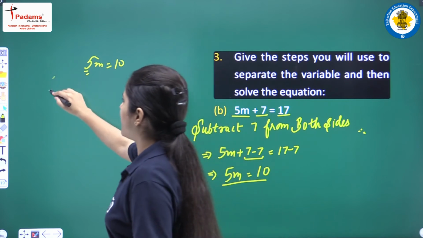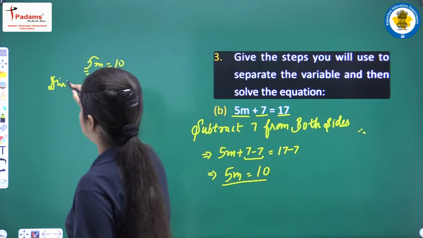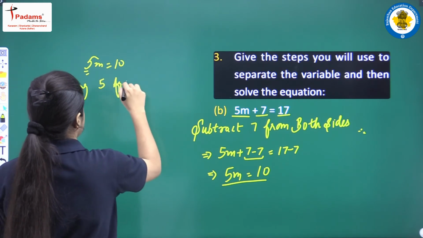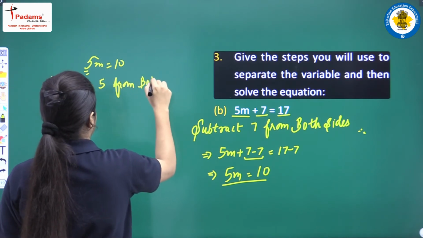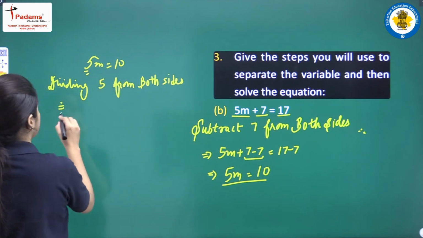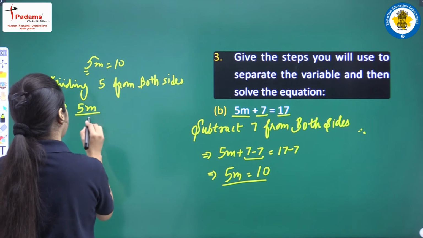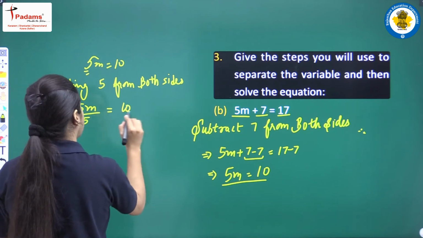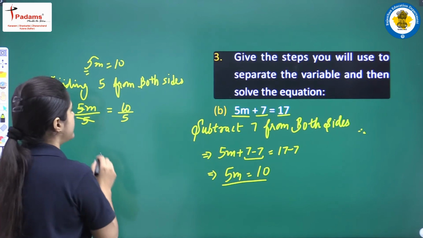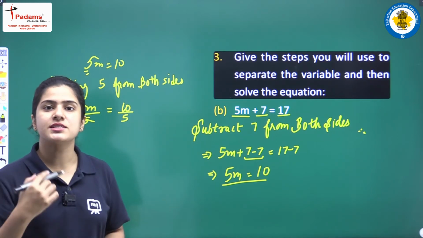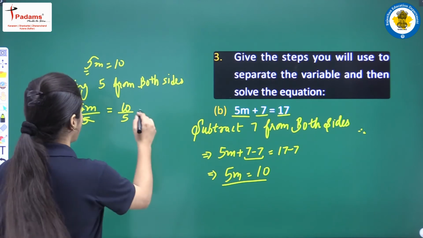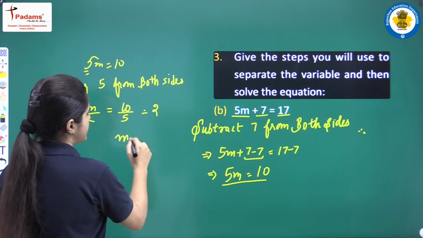Okay, so dividing 5 from both sides. 5m upon 5 is equal to 10 divided by 5. 5 will be cancelled out from this 5, students, and 10 divided by 5 is equal to 2, as 5 into 2 is equal to 10. So m is equal to 2.